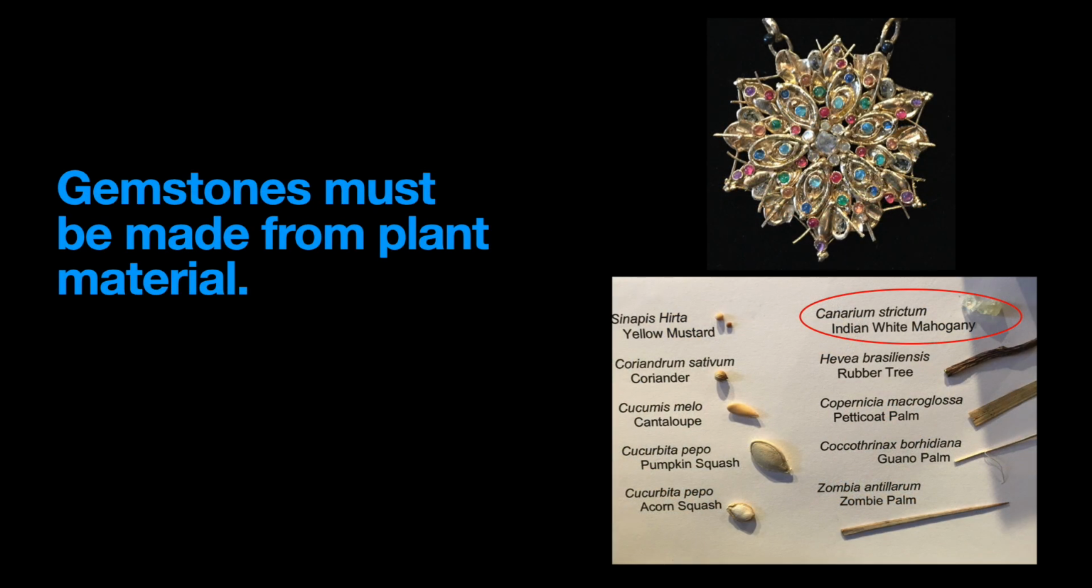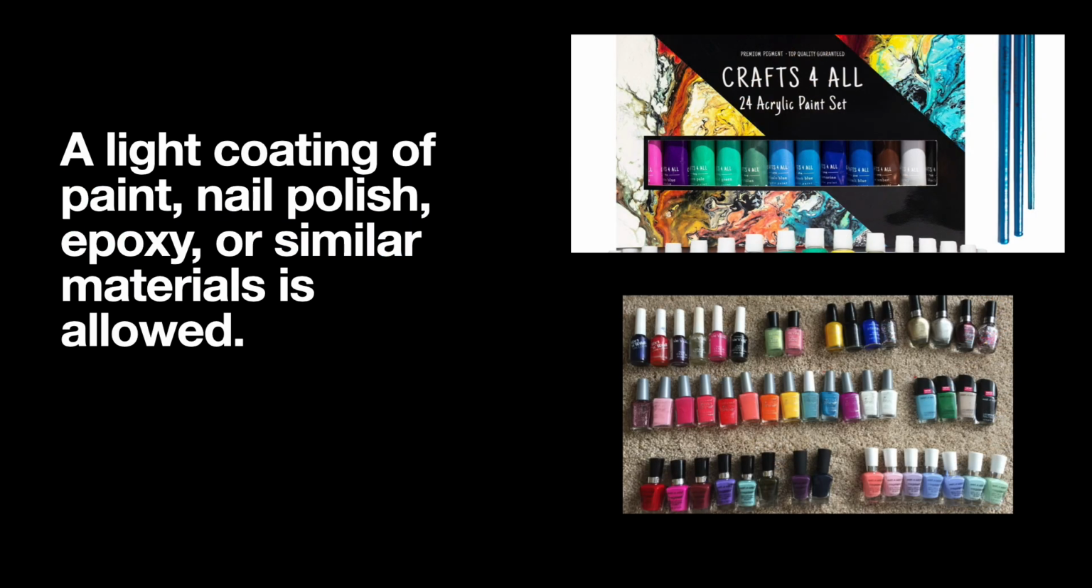Gemstones must be made from plant material. There are some saps and resins from plants that you can use to create gems. Every once in a while, here's one, Indian white mahogany. You cannot use nail polish as a gem. You need to paint plant material to resemble gems. You can paint it with nail polish, but it just can't be all nail polish. It has to be just enhancing the plant material. A light coating of paint, nail polish, epoxy, etc. is allowed on top of the materials.